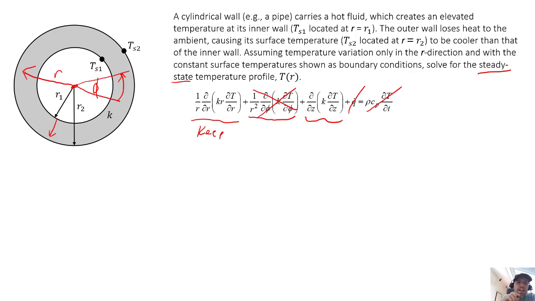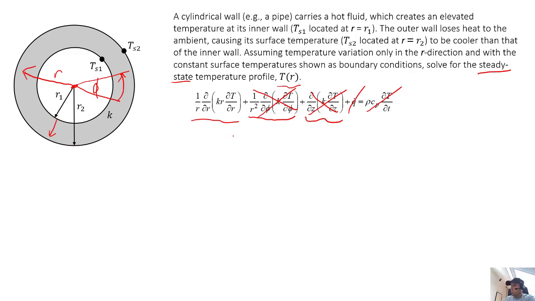Z would represent the axial direction. That would be down the length of the pipe. So in and out of the screen would be the Z direction, and we don't expect any temperature variations in the Z direction for this particular problem. So we're only looking for our temperature profile as a function of R, and as I mentioned, in addition to flux and total rate of heat flowing in the R direction.